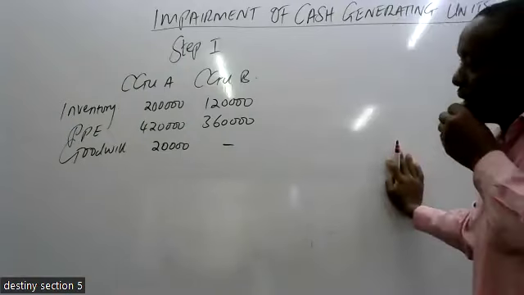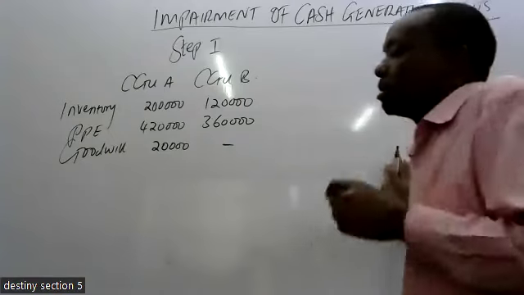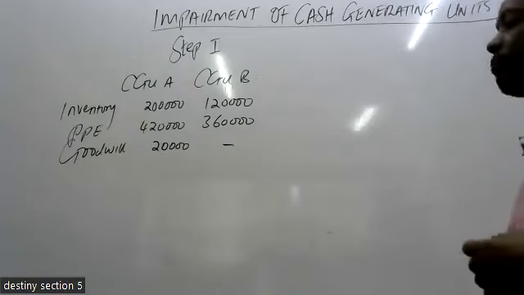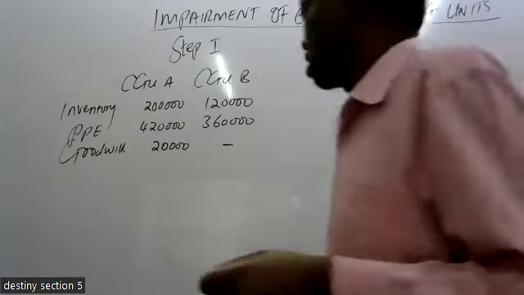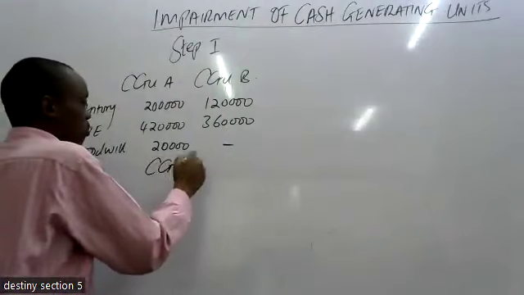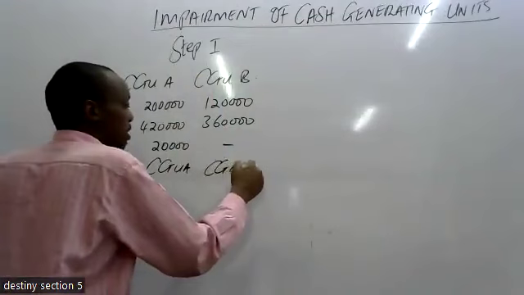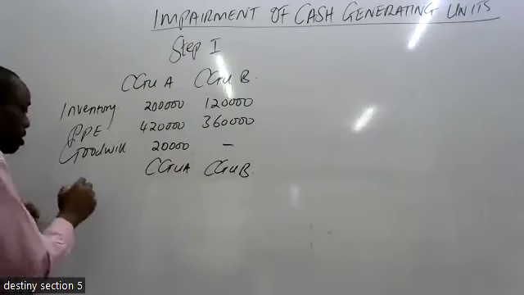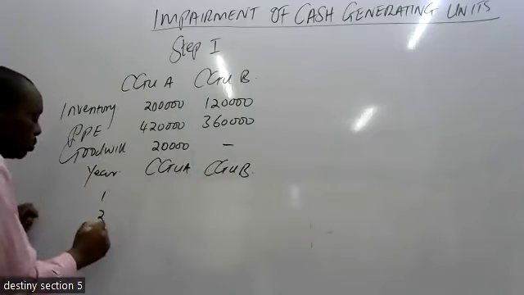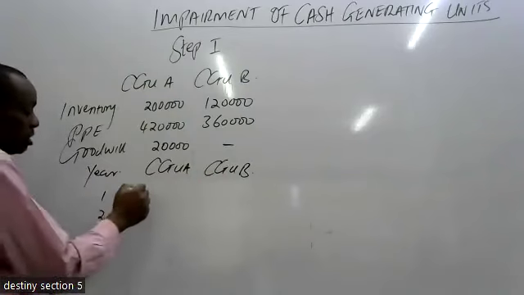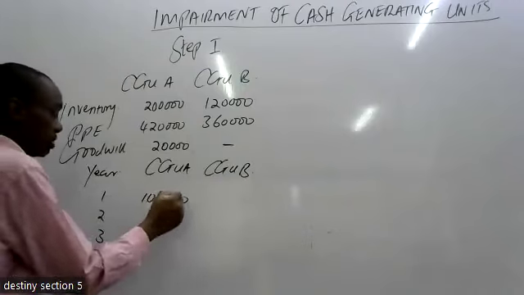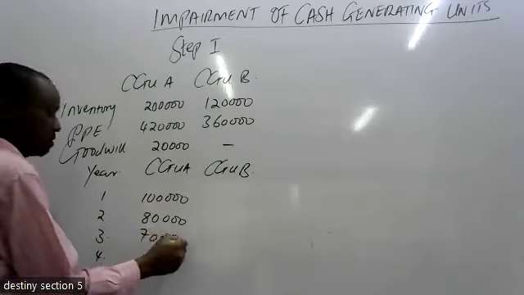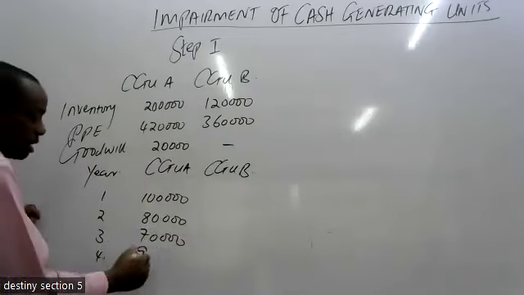Then another paragraph. The two CGUs are expected to generate cash flows as follows. CGU A, CGU B, then year 1, 2, 3, 4. CGU A: 100,000, 80,000, 70,000, 90,000.